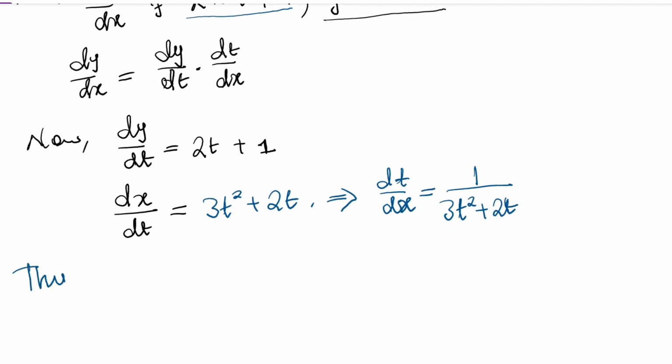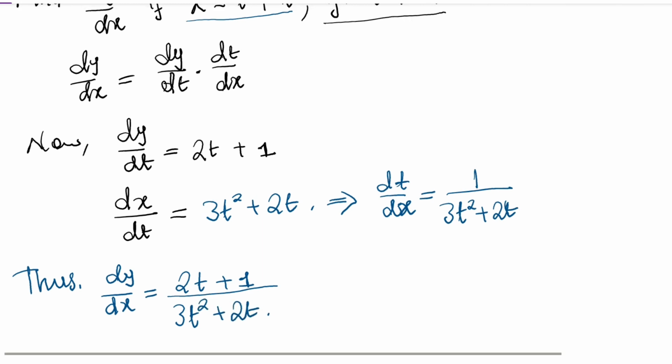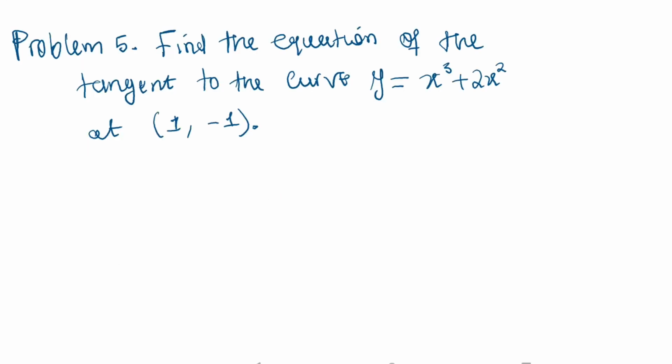Thus, dy with respect to x is equal to dy dt, and dy dt is 2t plus 1. Now we're going to multiply it by dt dx, which is just that fraction. So this is just over 3t squared plus 2t. And we are done. The last problem in this episode, we are looking for the equation of the tangent given the curve y is equal to x to the power 3 plus 2xy.